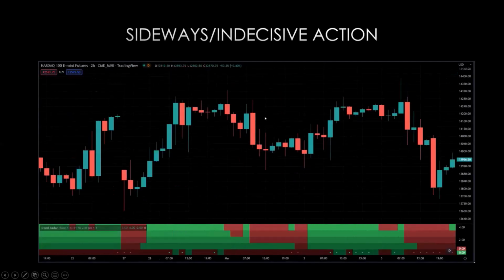And finally, what we'll see a lot of is sideways or indecisive action. That tends to look like this with Trend Radar, where there's a lot of noise. You have a bearish signal down on the long trend, and then intermittent sputterings of bullish action, a bullish alignment, bearish alignment, etc. And there's no real clear trend.